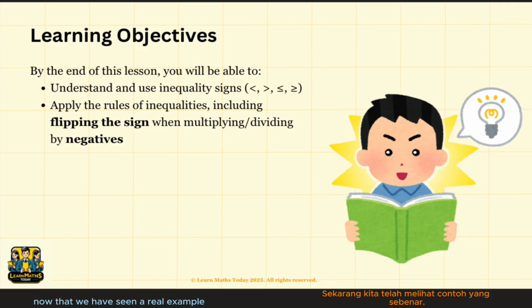Now that we've seen a real example, let's be clear about what we will learn today. By the end of the lesson, you should be confident in 4 main areas. Understanding the symbols. First, you need to recognize and correctly use the 4 inequality signs: less than, greater than, less than or equal to, and greater than or equal to. These are the building blocks of inequalities.